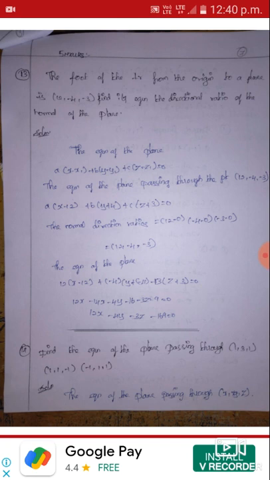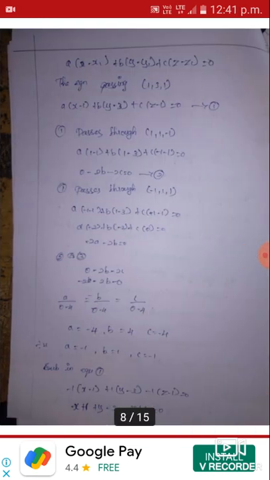Find the equation of the plane passing through the points (1, 3, 1), (1, -1, 1) and (-1, 1, 1). The equation of the plane passing through the point, already we know the formula, that is a(x - x1) + b(y - y1) + c(z - z1). They gave a point, that is the plane passing through the point (1, 3, 1): a(x - 1) + b(y - 3) + c(z - 1) equal to 0.